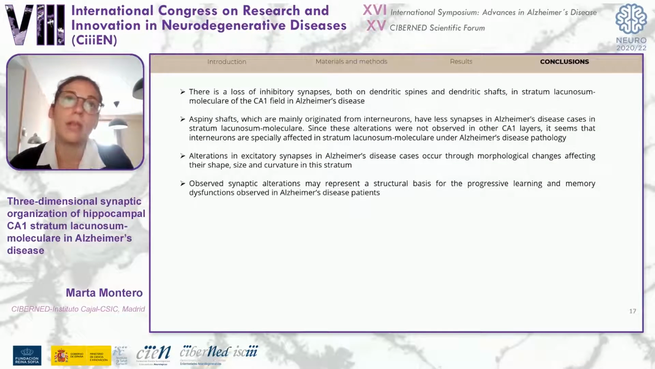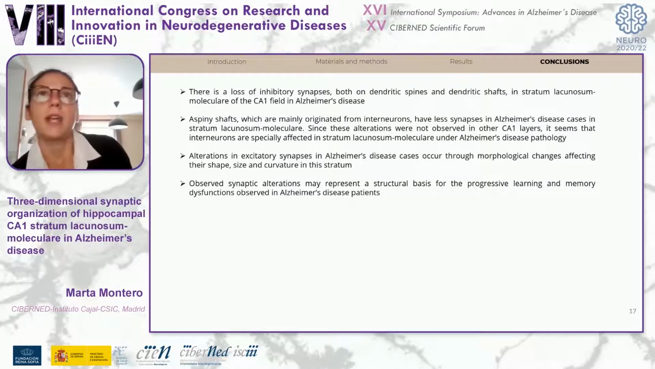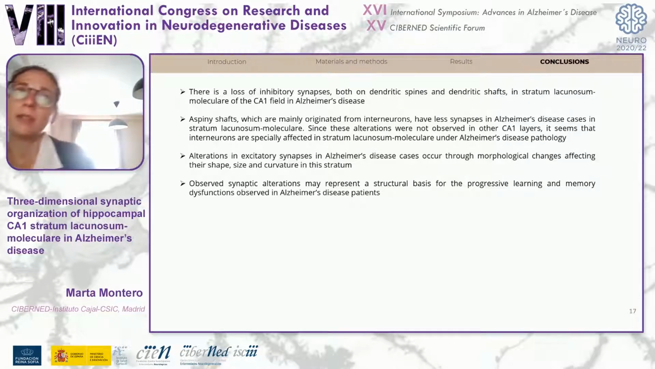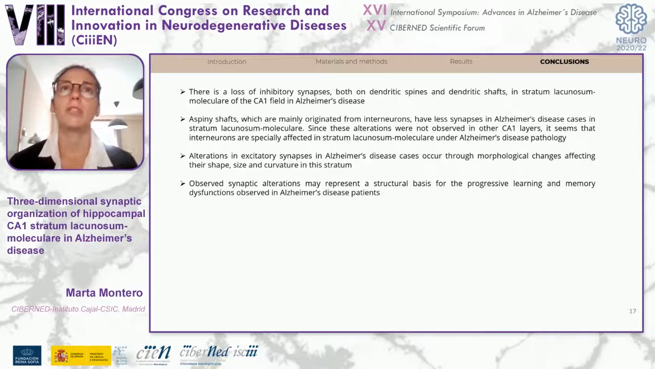So to conclude, I would like to sum up these findings into the following take-home messages. There is a loss of inhibitory synapses both on dendritic spines and dendritic shafts in stratum lacunosum moleculare of the CA1 field in Alzheimer's disease, as spiny shafts, which mainly originate from interneurons, have fewer synapses in Alzheimer's disease cases in stratum lacunosum moleculare, and since these alterations were not observed in other CA1 layers, it seems that interneurons are especially affected in stratum lacunosum moleculare under Alzheimer's disease pathology.